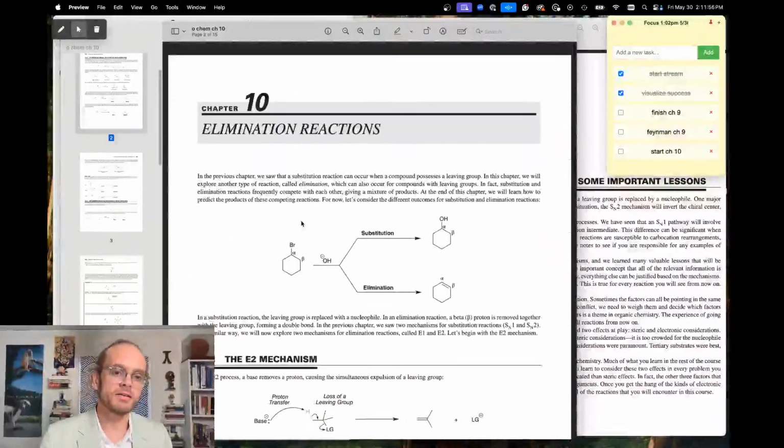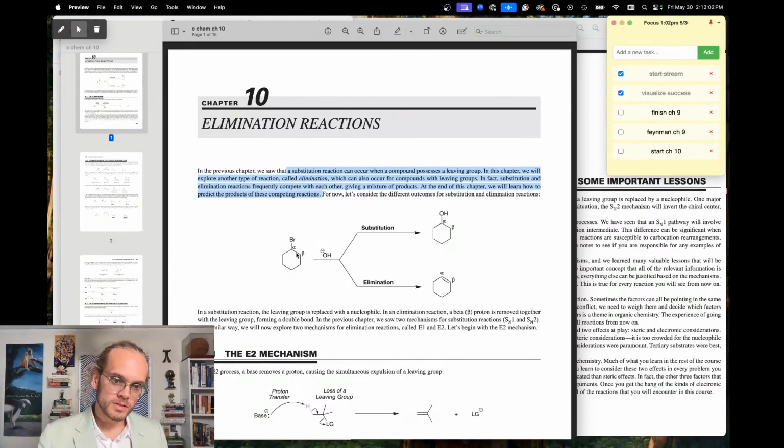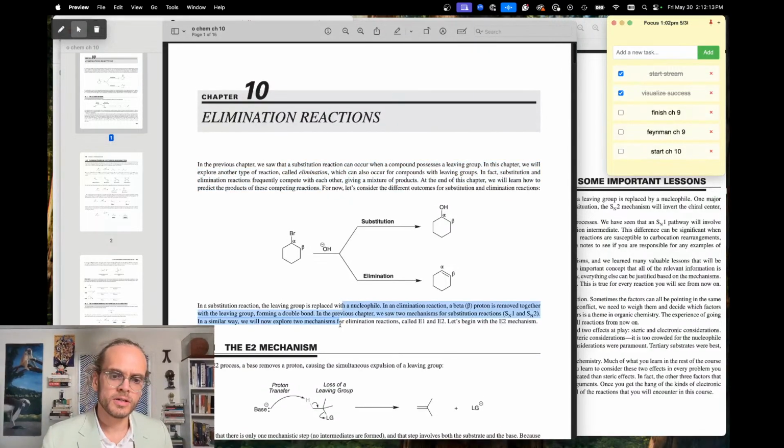So this is about these elimination reactions. So I have an alpha and beta. Substitution is substituting this thing. Elimination is getting rid of it. Pretty straightforward. Elimination, the beta proton is removed together with the leaving group, forming a double bond. Okay, so it forms a double bond.